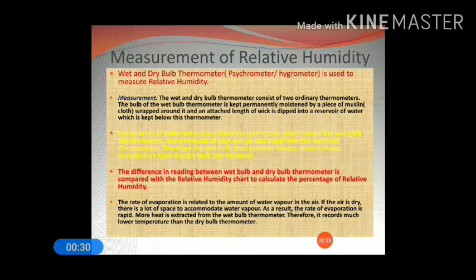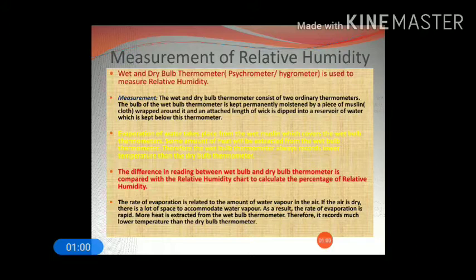We'll be discussing that. Okay, now you see the wet bulb and dry bulb thermometer, also known as a psychrometer or hygrometer. The psychrometer, hygrometer, or wet and dry bulb thermometer is an instrument that is used to measure relative humidity. Now you see the wet and dry bulb thermometer consists of two ordinary thermometers installed on it.